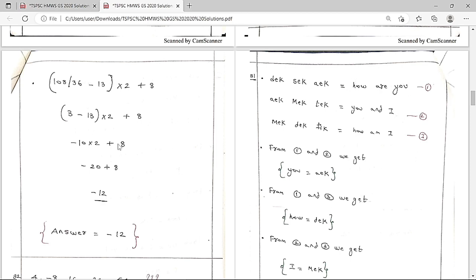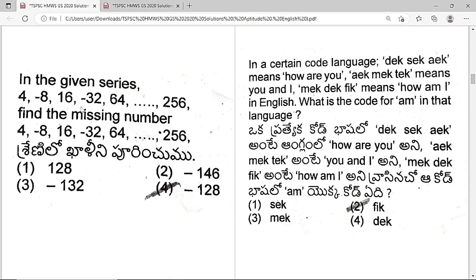So out of multiplication and addition, multiplication has the highest priority. So minus 2 into 10 is minus 20. Minus 20 plus 8 is equal to minus 2. So the answer, minus 2, is the correct solution of the question. Now we are going to solve the other question.